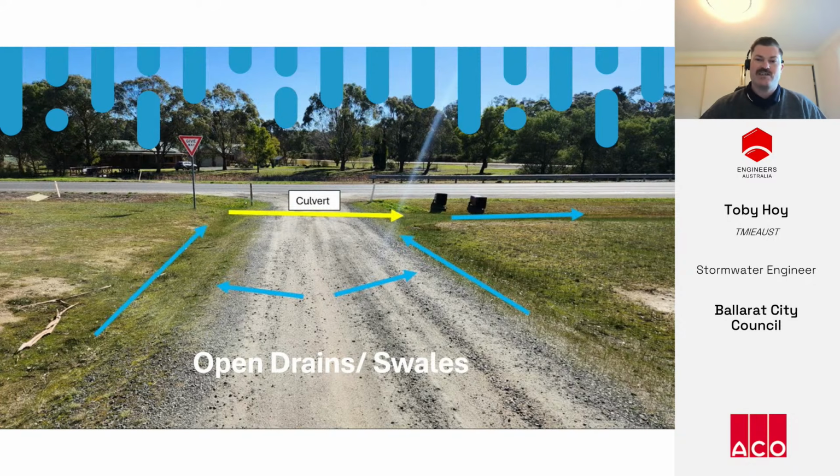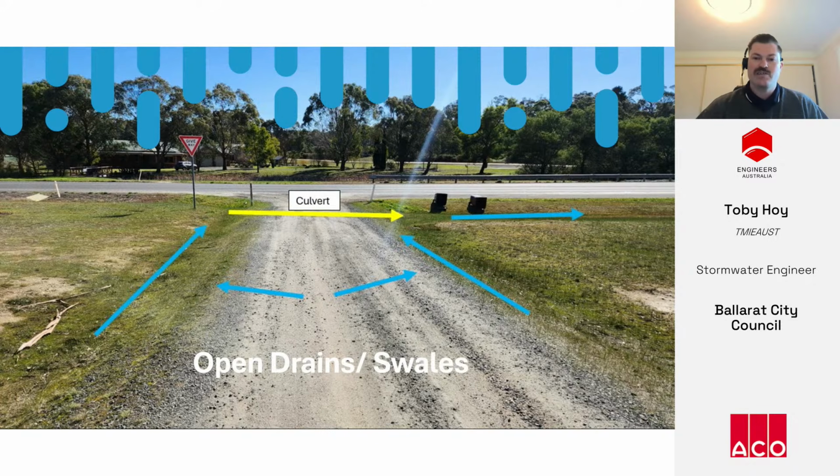Drainage is typically managed either above ground or below ground. Here we have a typical above ground or open drain setup. Water runs off the road into the drains, as shown by the blue arrows, as the path of water flow. It then flows down the swales towards where the yellow arrow is, where there's a culvert underneath the driveway, and then in another swale or open drain to the right of screen.